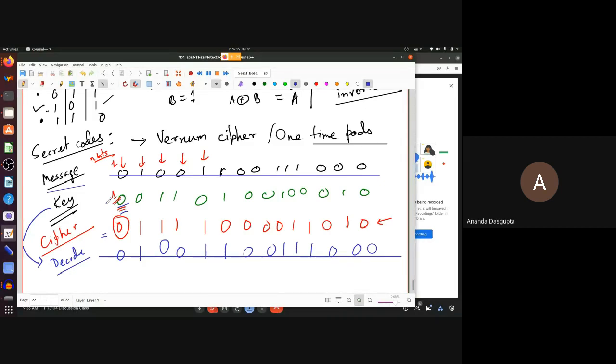This one-time pad happened to be a very, very important method of sending codes. It still is. But what is the one problem that one-time pads have?